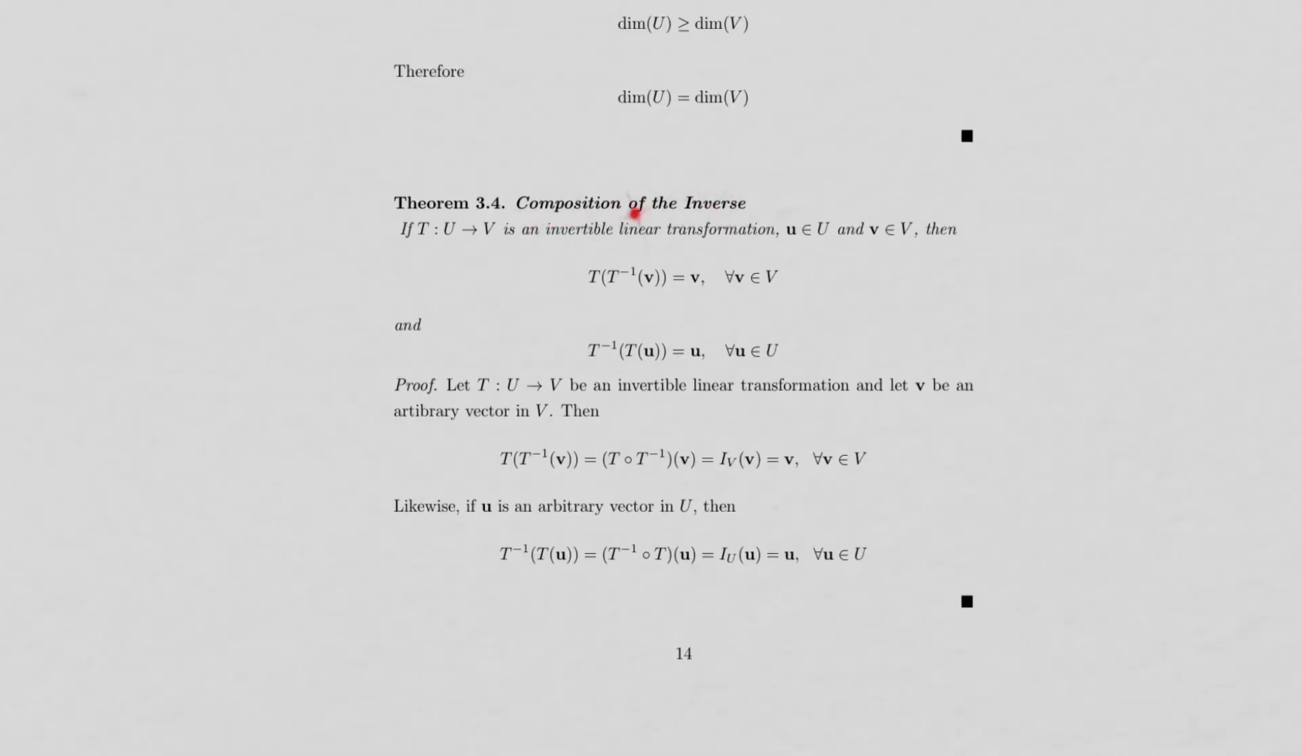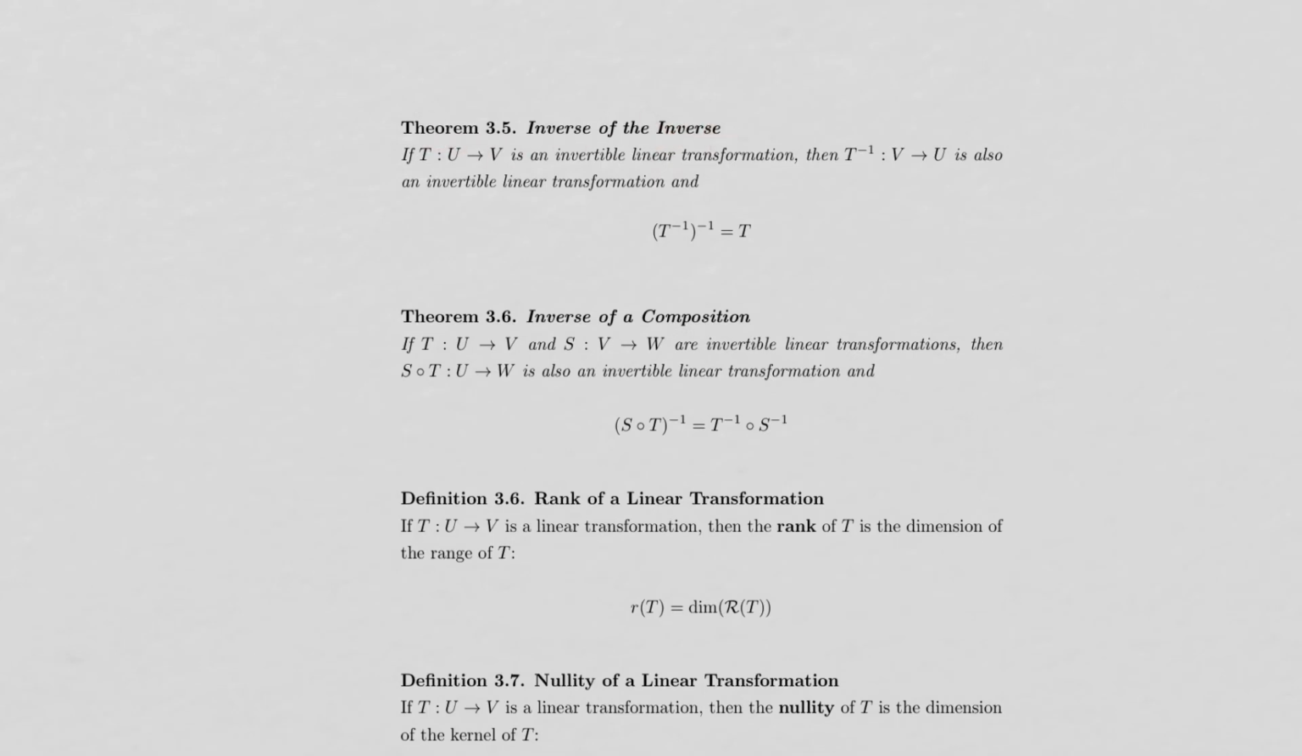This theorem is sometimes called the round-trip rule, as in algebra or calculus. If you do T of T inverse of V, you just get V back. Likewise, if you do T inverse of T of U, you get U back. This theorem says that the inverse of the inverse is the original transformation. So if you take the inverse twice, you just get back to T.